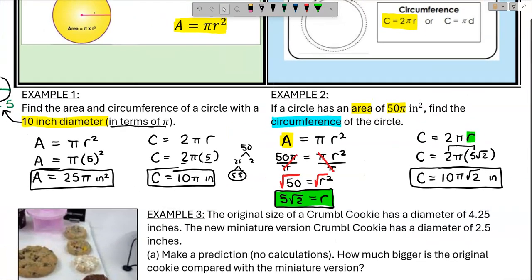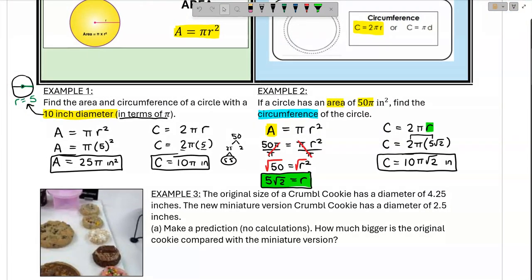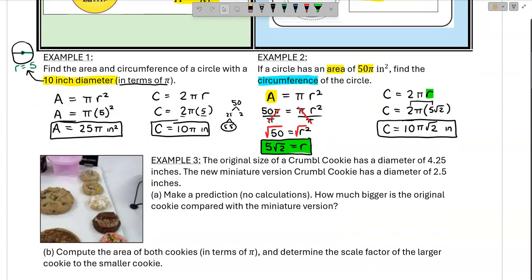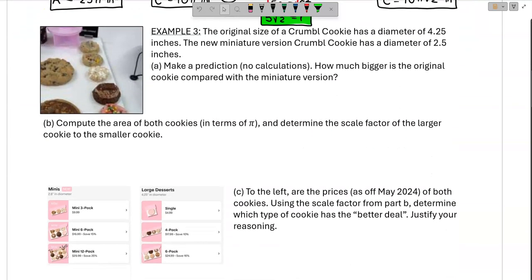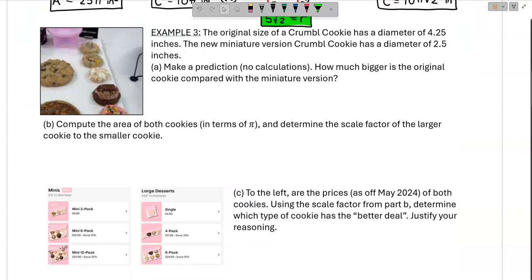Now, to finish up this area and circumference review, I have a more thought-provoking question that is going to use these formulas to help you look at the size and deals that Crumbl Cookie offers. So this is all as of May of 2024. They've just introduced these mini cookies to Crumbl Cookie, and I want you to take some time to investigate and look at the areas of these, that's how much cookie we have, and compare them with one another to see how good of a deal the mini cookies are compared to the original.